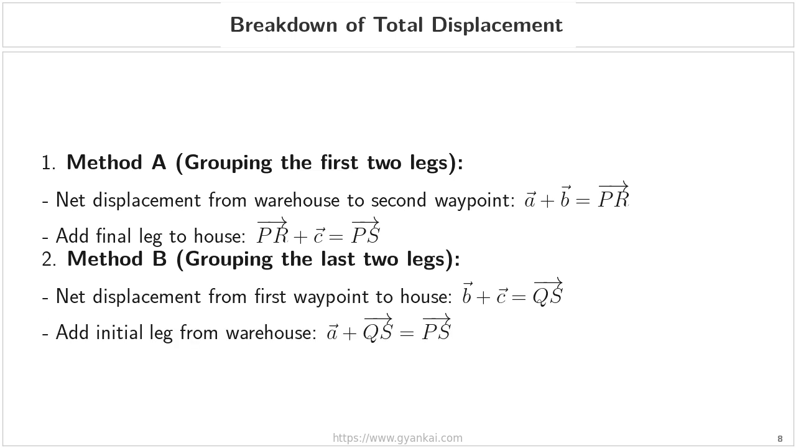To complete the full trip, we add the initial leg, vector A, to this result. Once again, we arrive at the vector from point P to point S. As you can see, regardless of whether we group the first two legs or the last two legs, the final destination, the total displacement, remains exactly the same. This perfectly demonstrates the associative property we've been discussing.